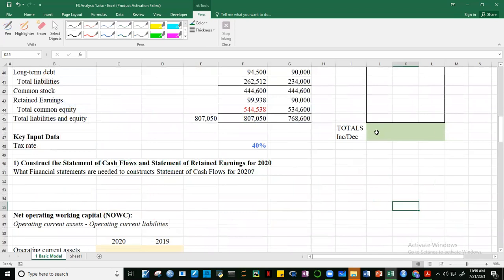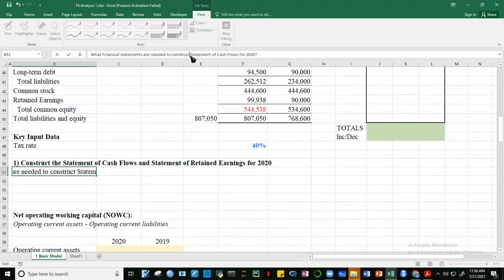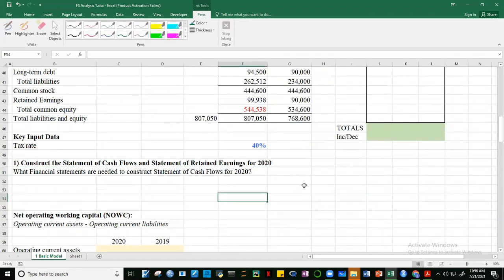Okay, so let's go back here. Okay, pinapa-construct sa atin yung statement of cash flows for 2020. So let's answer this question first. What financial statements are needed to construct statement of cash flows for 2020? What financial statements? Isa lang ba? Isang or financial statements? Anyone, guys? Any guess?